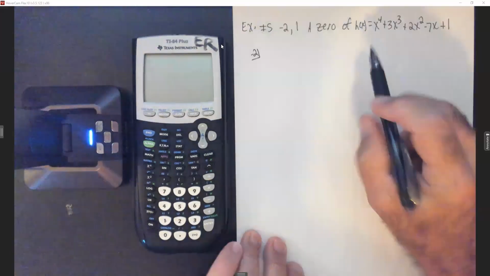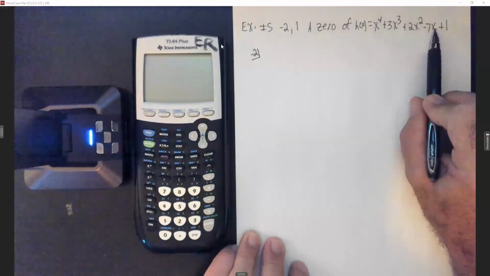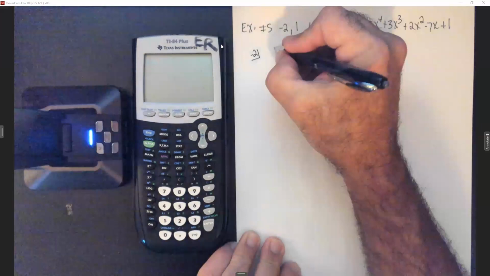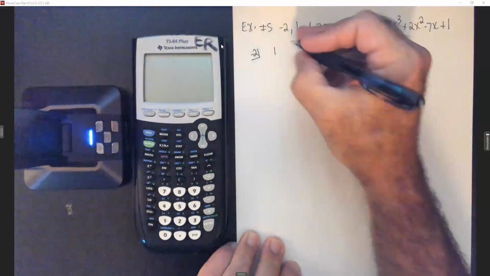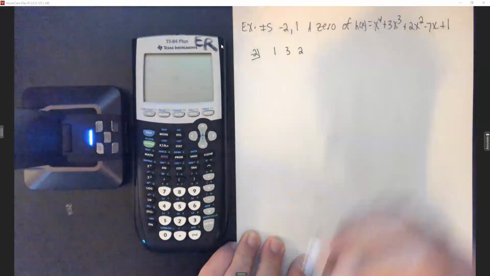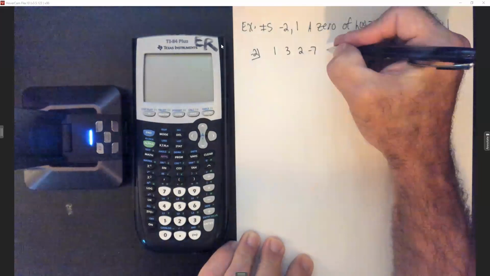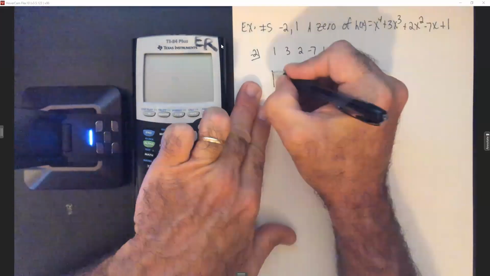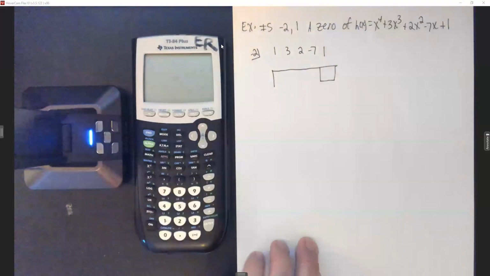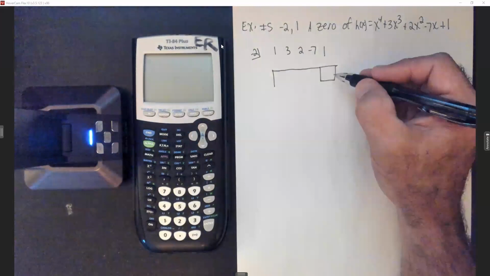Let's see, I got an x to the 4th term, x cubed term, x squared term, my x term, and my number. So nothing's missing, so let me write out these numbers. I got a 1 for the x to the 4th, 3 for the x cubed, 2 for the x squared, -7 for the x, and then my 1. Alrighty, so I'm looking for a 0 remainder to be yes. Anything else is a no.